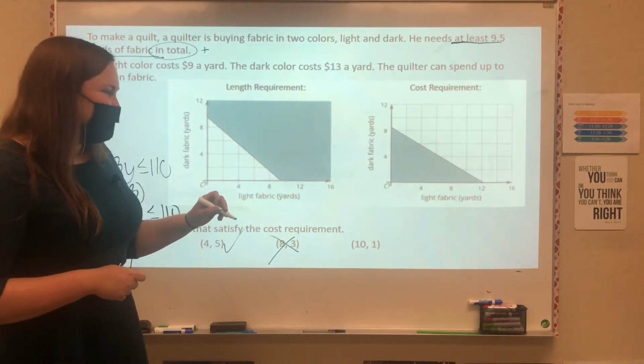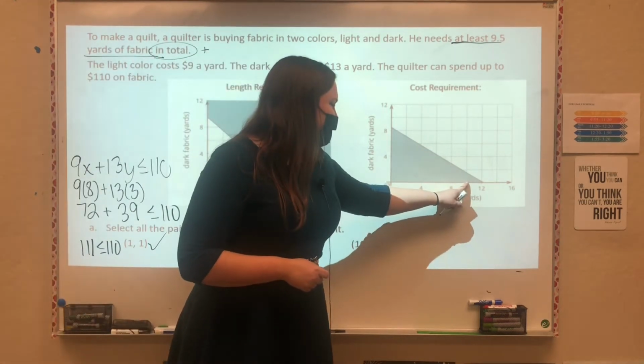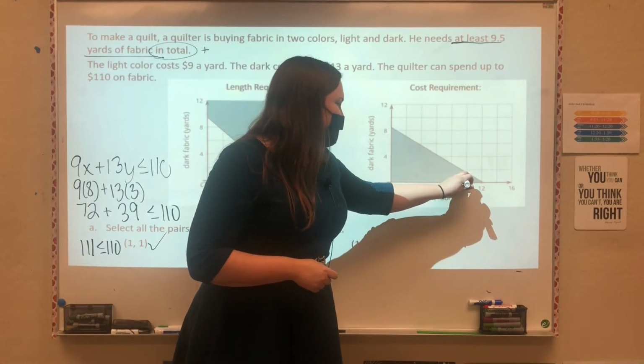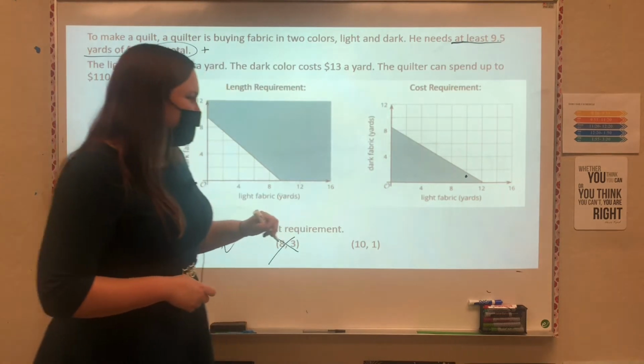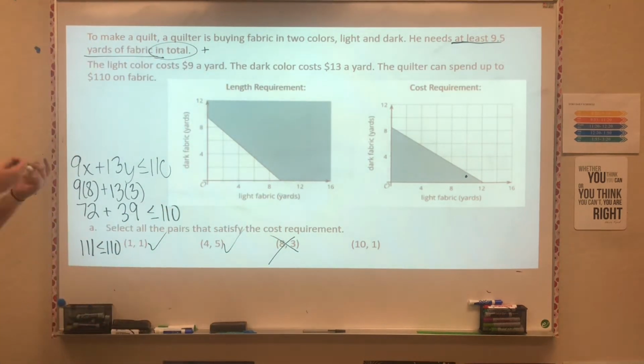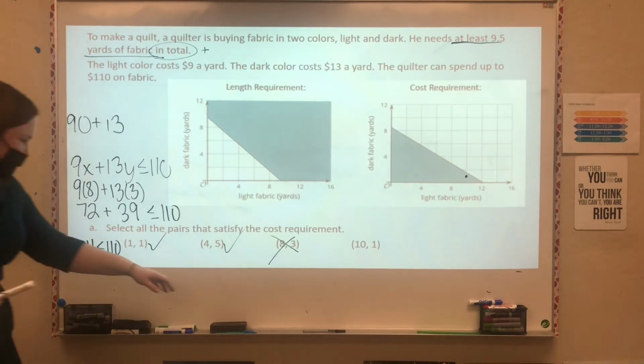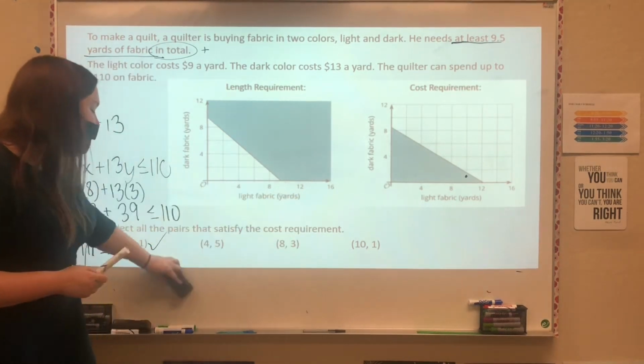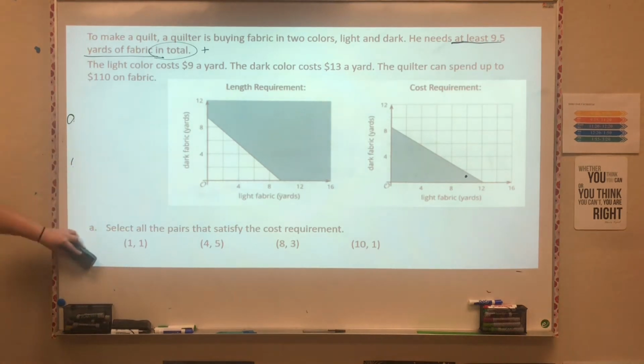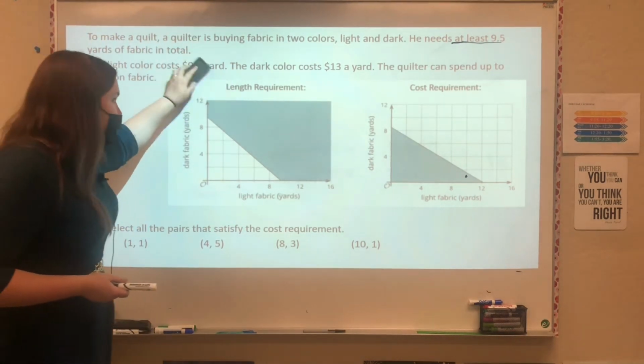Because on the graph, you go over 10, go up 1, it is in the shaded area. And if you were unsure, we could always come back here and do the math. 9 times 10 is 90. 13 times 1 is 13. And that's going to be less than 110. Nice. So this first part here is really focusing on, can you identify if something is a solution point?